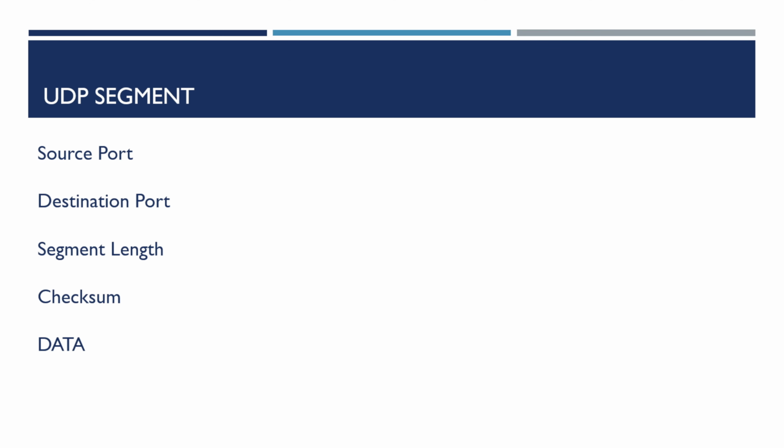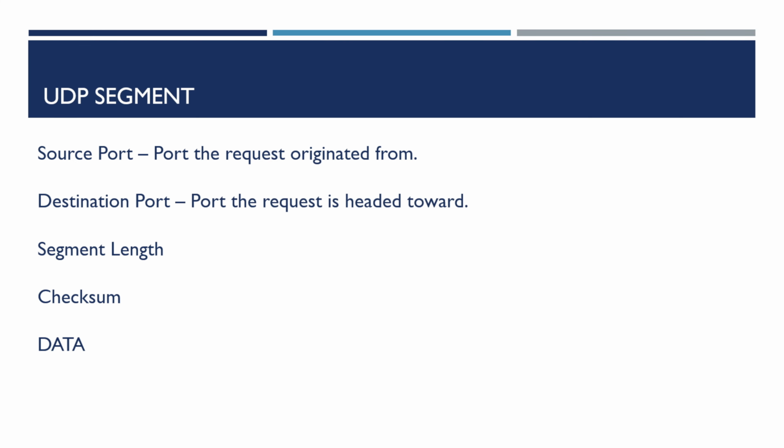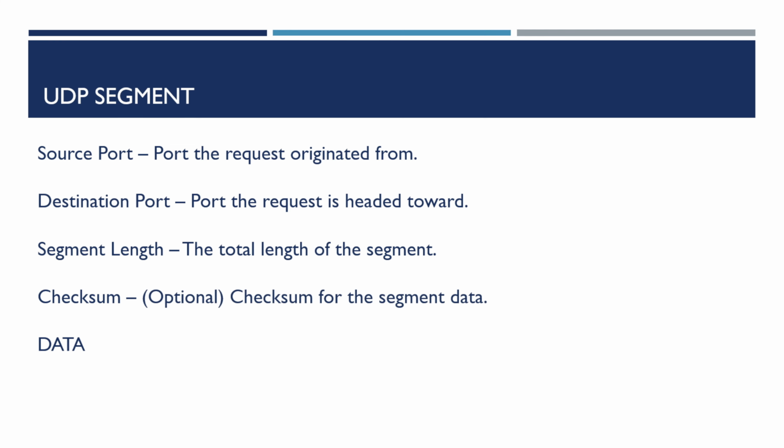Take a peek at each item a little bit more in depth. Source port, obvious, is the port the request originated from. Destination port is the port the request is headed towards. Segment length is the total length of the segment. Checksum is optional in UDP again, but it's a checksum for segment data, to make sure everything is intact. Data is the session layer data.